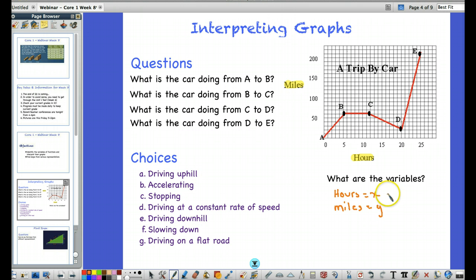All right, you guys. So you have to put multiple choice, A through G, in your notepad. Are you all ready? Okay, first question. What is the car doing from A to B? And you have to pick either A through G. Pick one. So write in your notepad, put your letter. What letter do you think? A, B, C, D, E, F, or G?